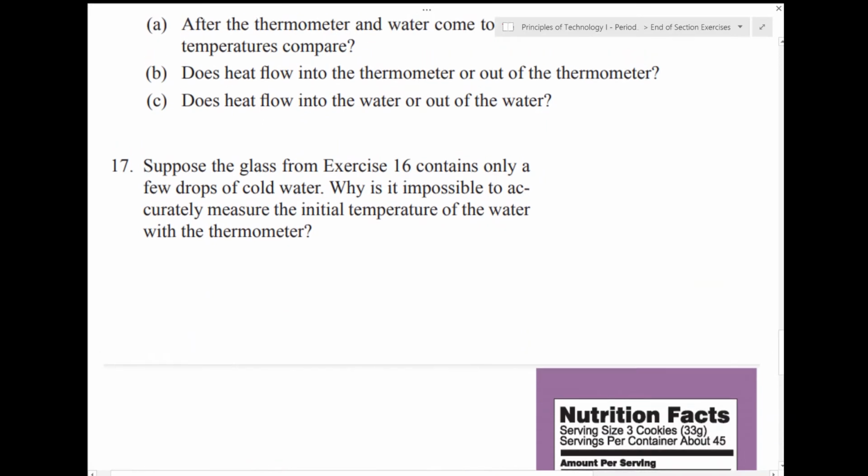Number 17. Suppose the glass from exercise 16 contains only a few drops of cold water. Why is it impossible to accurately measure the initial temperature of the water with the thermometer? Well, this is going to be because the instant that you put the thermometer in the water, heat begins to transfer. And so the temperature that the thermometer is reading will start to go down. However, it probably isn't going to reach the initial temperature that the water started at by the time it comes to thermal equilibrium.